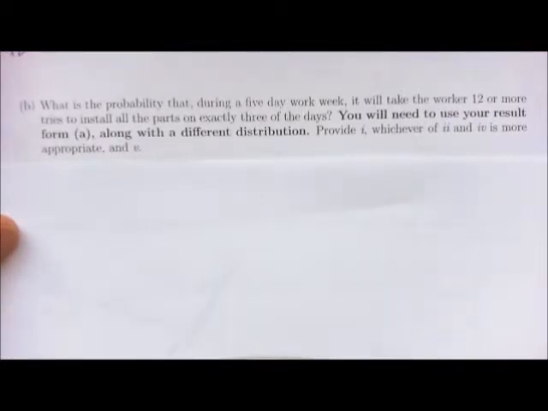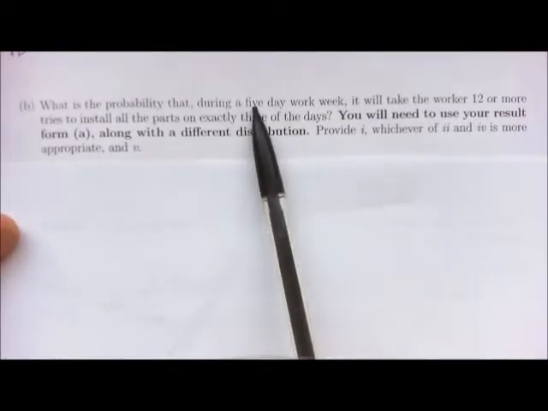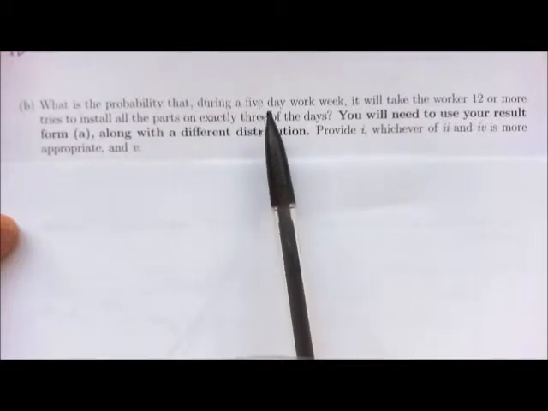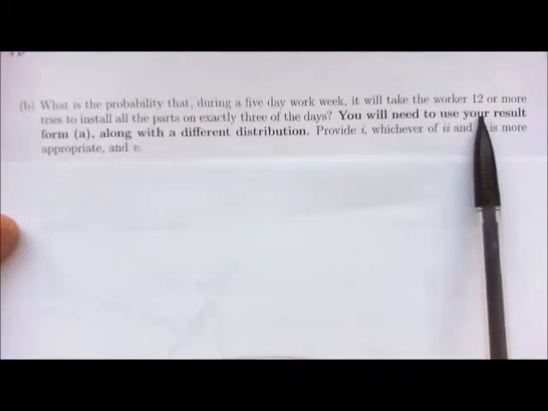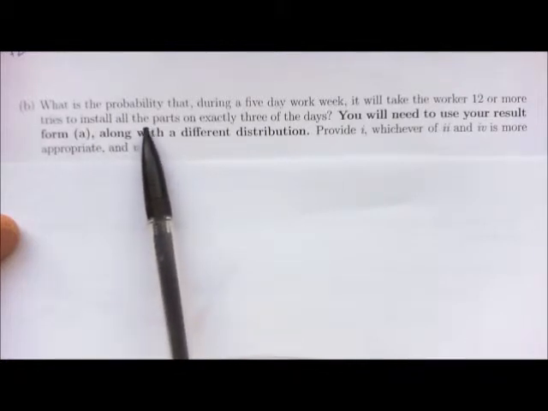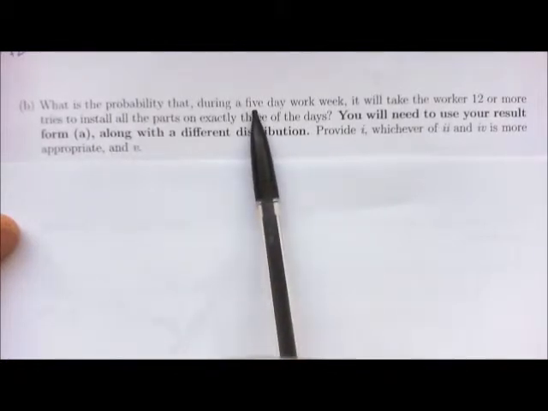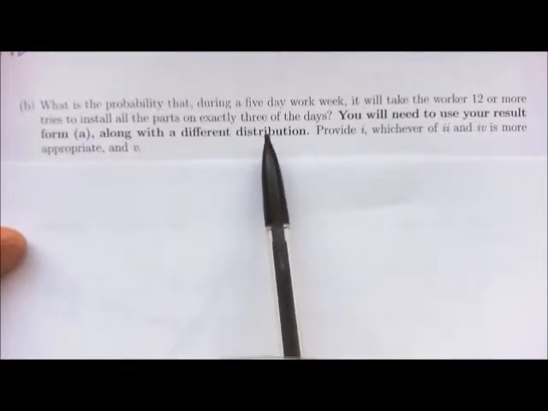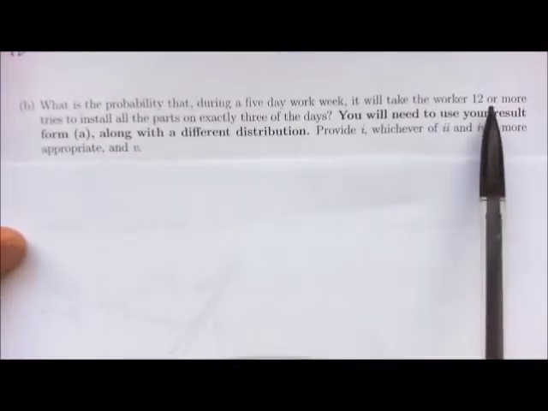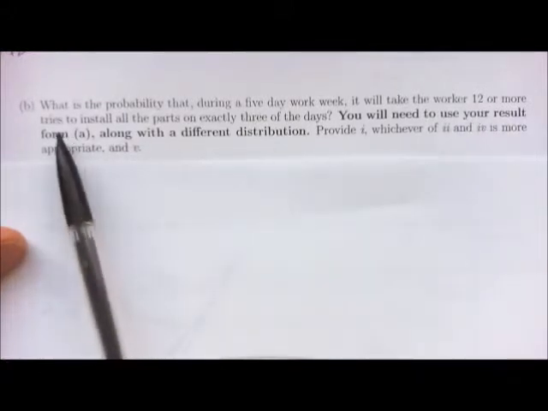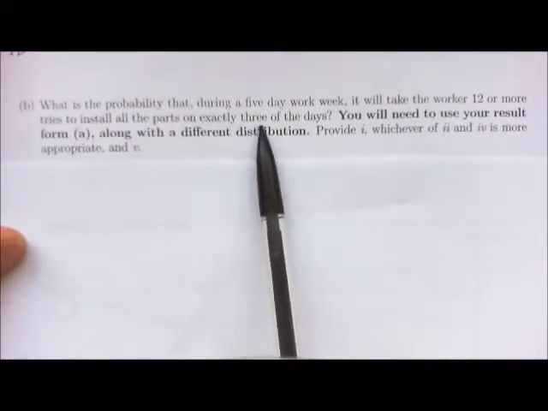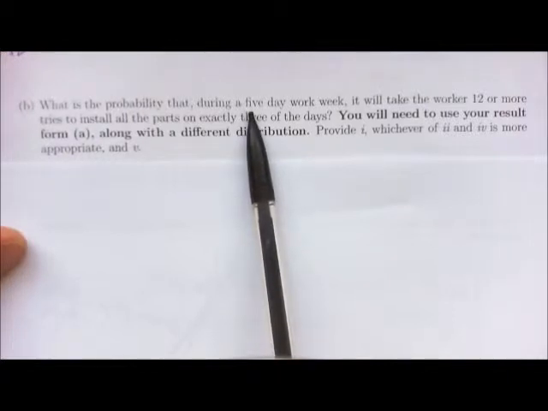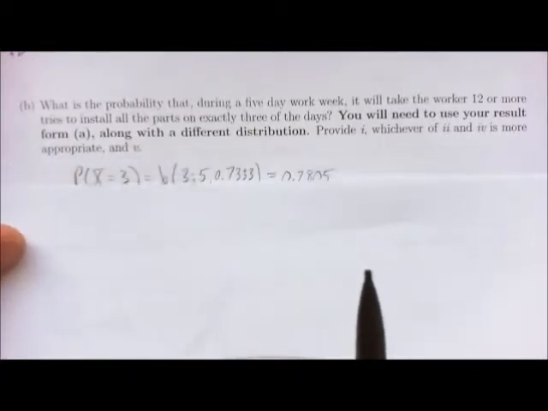That looks a little bit like it could be a Poisson process, but we're not looking at the 5-day work week as a continuum. We're looking at each day as a trial, and really the question is, on a particular day, will it take the worker 12 or more tries to install the part? So we're looking at the 5 days as being a fixed number of trials, and we're going to consider a day on which the worker takes 12 or more tries to be a success. So we're looking for 3 successes in 5 trials. So that's a binomial situation then.